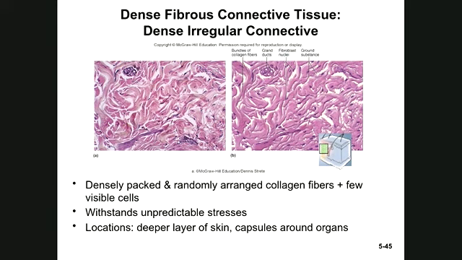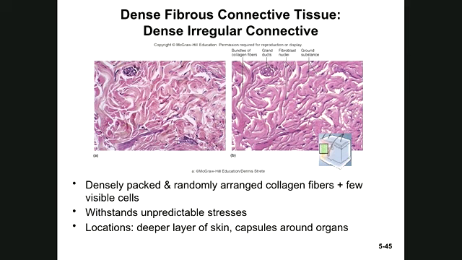Dense irregular connective tissue is found in most of the dermis of the skin, the epimysium, which is the connective tissue around the skeletal muscle, the epineurium, which is the connective tissue around the nerve, the periosteum, which is the connective tissue around the bone, and the perichondrium, which is the connective tissue around the cartilage. It also forms the capsule of the organs, the capsule of the liver, kidney, spleen, or the other organs in our body.